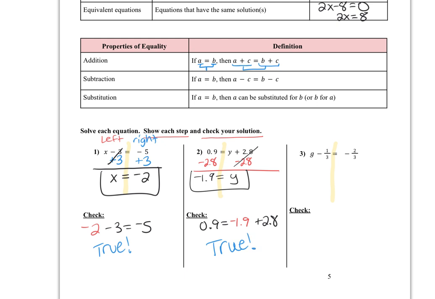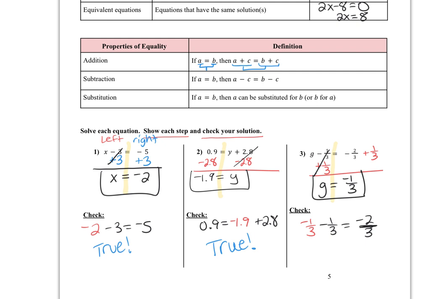One more with fractions. Fractions work the same exact way as whole numbers and decimals. So I have g minus 1/3 equals -2/3, and so we're going to add 1/3 to both sides. Again, these cancel out to 0. That is our purpose. That's our goal. And then -2/3 plus 1/3 gives us -1/3. We plug in for a check. We replace the g with -1/3. We still have minus 1/3 equals -2/3.